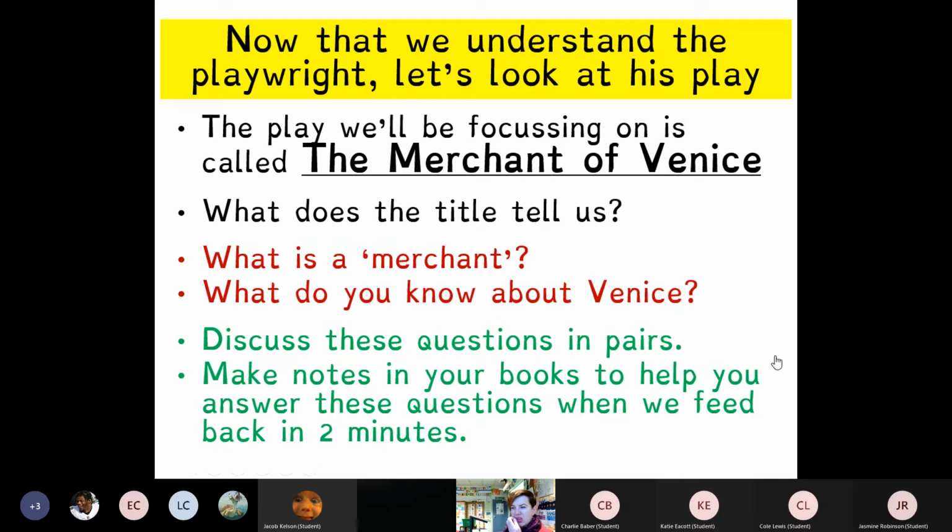Okay. So let's go here. So we're going to be looking at a play called The Merchant of Venice. Okay. So what does the title tell us? What is a merchant and what do people know about Venice? Okay, so again, I'm going to give you 90 seconds. Let's see how many people do a little bit of cut and paste at home. What can you tell me about Venice? And what can you tell me about what a merchant is?